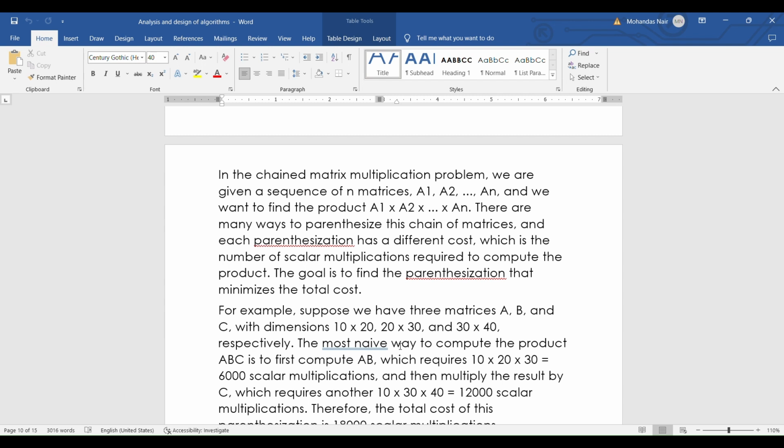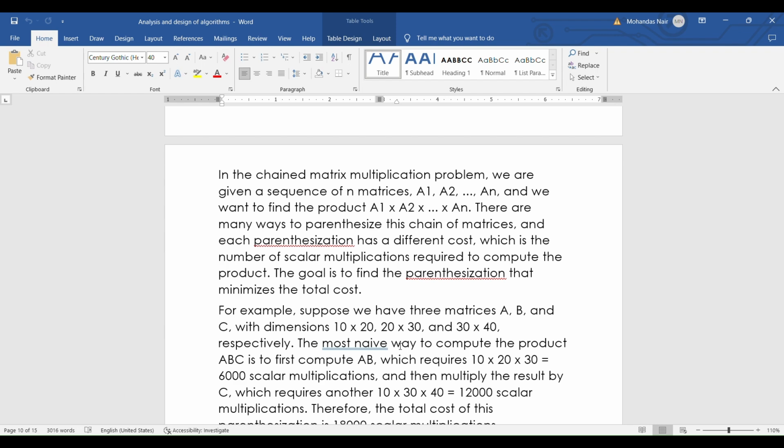In the chain matrix multiplication problem, we are given a sequence of matrices A1, A2, A3 up to An, and we want to find the product A1, A2 up to An. There are many ways to parenthesize this chain of matrices, and each parenthesization has a different cost, which is the number of scalar multiplications required to compute the product. The goal is to find the parenthesization that minimizes the total cost.